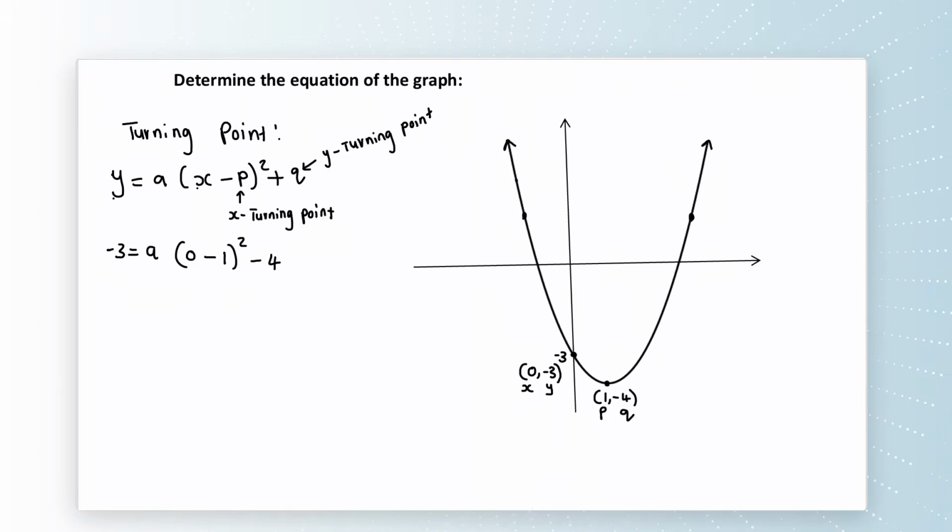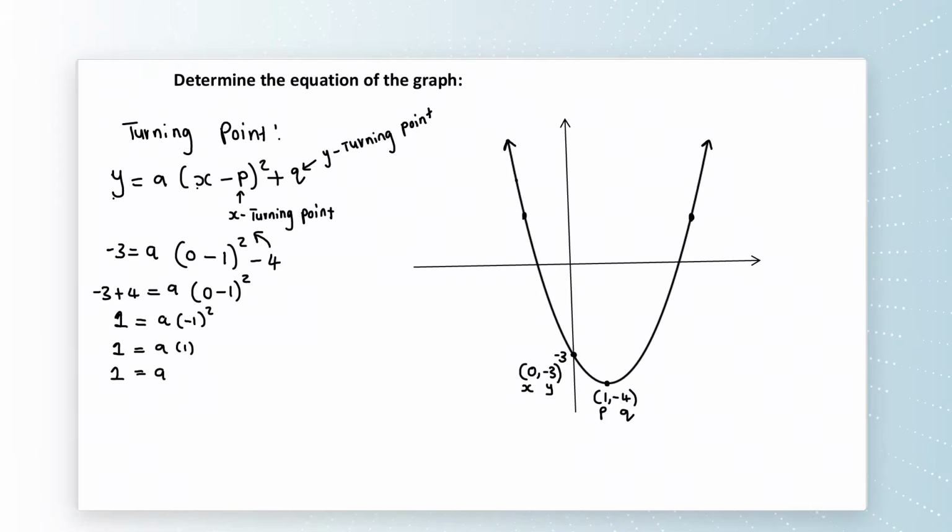Brilliant. So what are you going to do? I will take the minus 4 and transpose it, take it the other side of the equal sign. So it's going to be minus 3 plus 4 equals A into 0 minus 1 squared. Okay, so minus 3 plus 4 is going to be 1 equals A into 0 minus 1, which is minus 1 squared. When you square a negative number, you're going to get positive. So it's just going to be positive 1. And then A multiplied by 1 is going to be A. So we have the value of A.